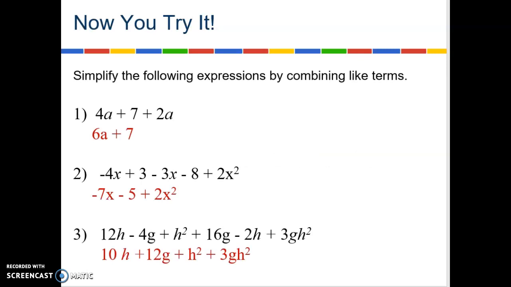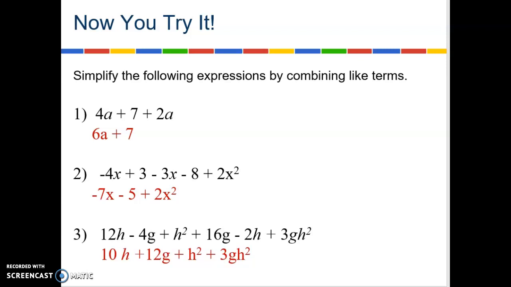In the first one, look, we have 4a plus 7 plus 2a. I have 3 terms. Remember, terms are separated by plus or minus signs. So 4a is a term, 7 is a term, and 2a is a term. When I combine them, I combine the terms that are alike. So the 4a and the 2a, well, they're in terms of a. They have the variable a, so they're like.